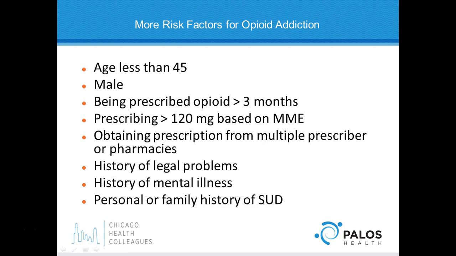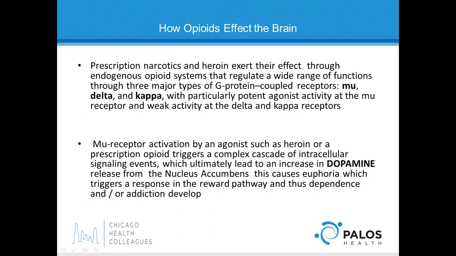Once again, some of the risk factors: age less than 45, being male, being prescribed opiates for more than 3 months, anybody who's been prescribed more than 120 milligrams based on morphine equivalents. If you have seen a patient obtain prescriptions from multiple prescribers, history of legal problems, mental illness, or personal or family history of substance use disorder, these are factors to be considered.